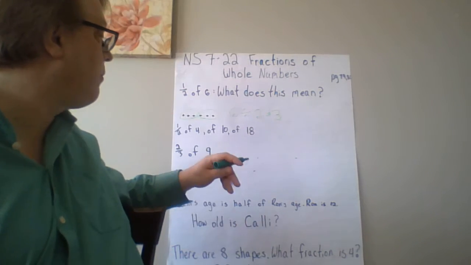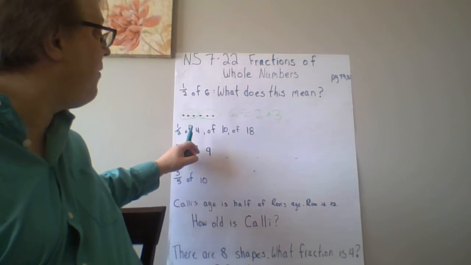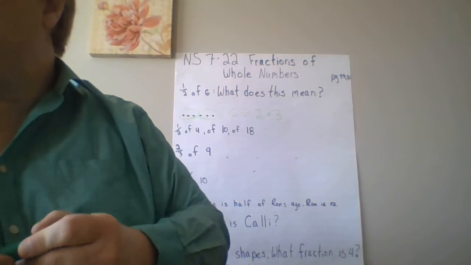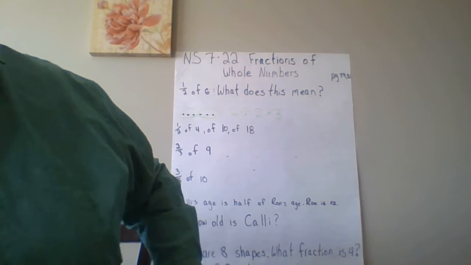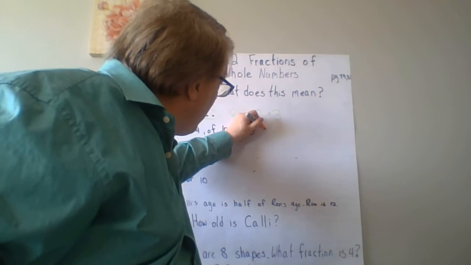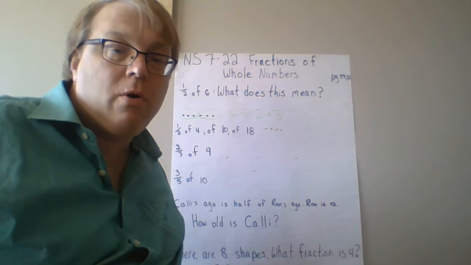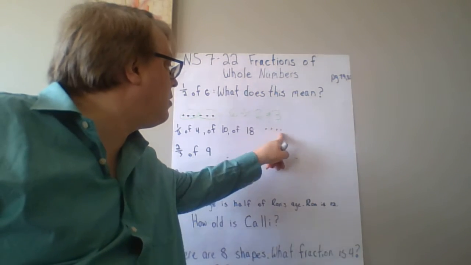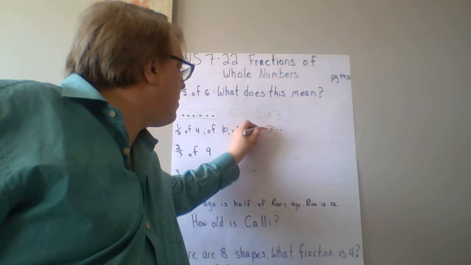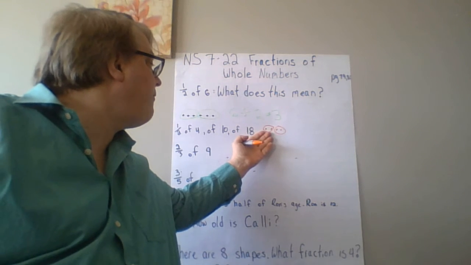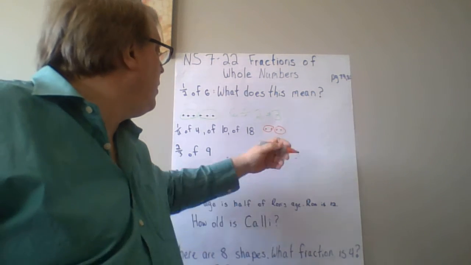That's all it is. So if we are looking at 1/2 of 4, if we drew, I'm going to switch colors here. I think the green is too light. Let's try orange. 1, 2, 3, 4. Okay, we have 4 dots. Let's make them into 2 groups. How much is 1/2 of 4? It's 2.